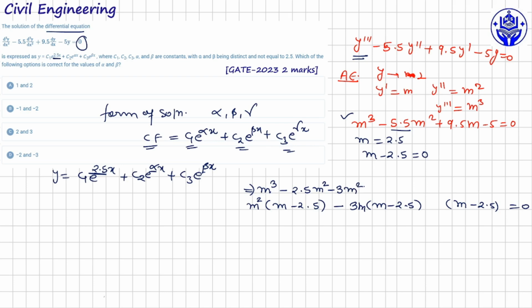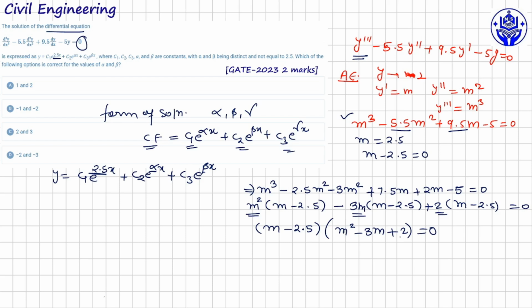Then 3m square will be there, and if you multiply this, it will be 7.5m. Now it is 7.5, but you need 9.5. So you add plus 2m, then minus 5 is equal to 0. It means you have this quadratic equation here. So m minus 2.5 can be taken common, and it is m square minus 3m plus 2 is equal to 0.